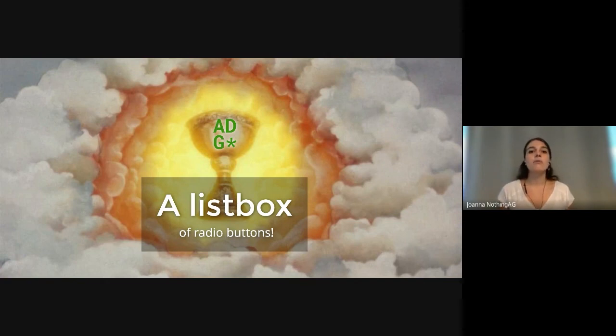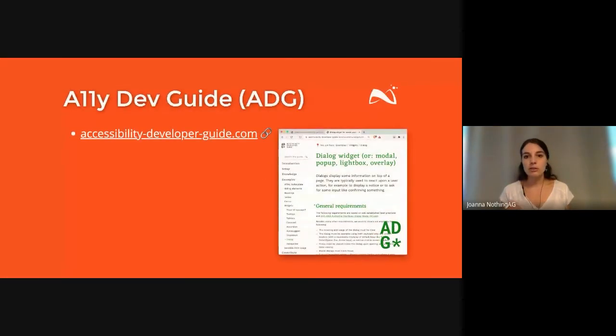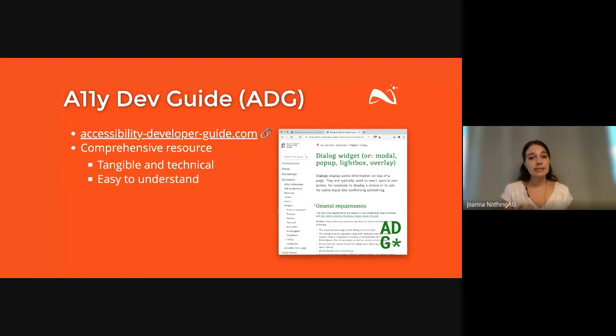So now that we got the idea to use radio buttons for our use case, let's look at an example of a list box of radio buttons, which is proposed on the Accessibility Developer Guide. So, a small stop here to tell you a bit more about ADG before checking their example. The Accessibility Developer Guide is a comprehensive resource about all topics that touch upon accessibility. It's tangible and technical, but it's still written in a way that's easy to understand.